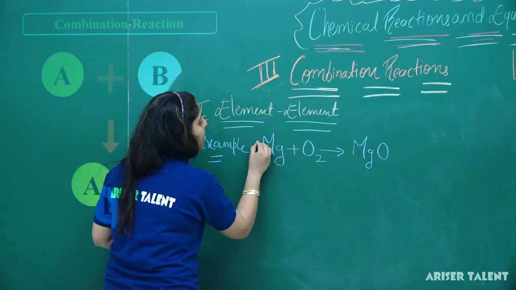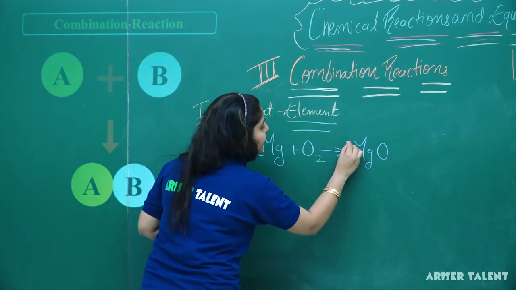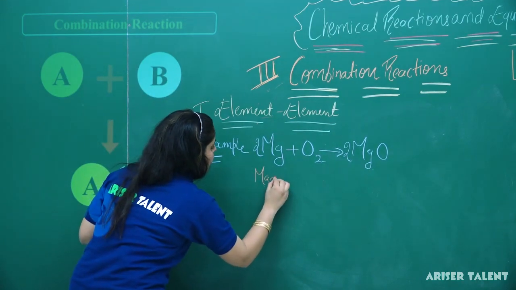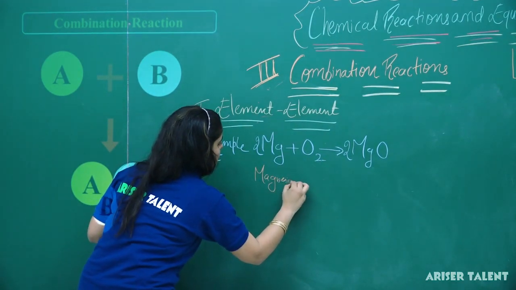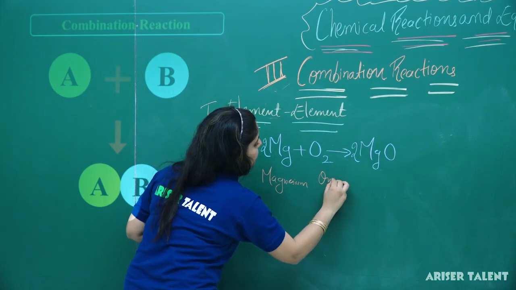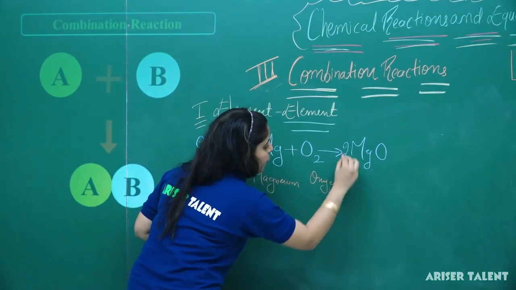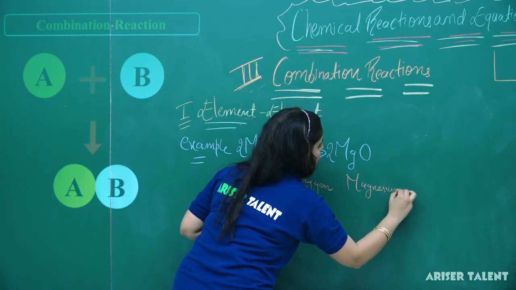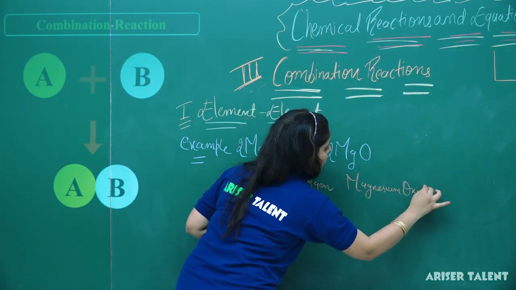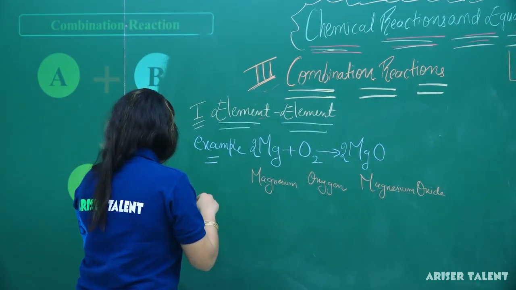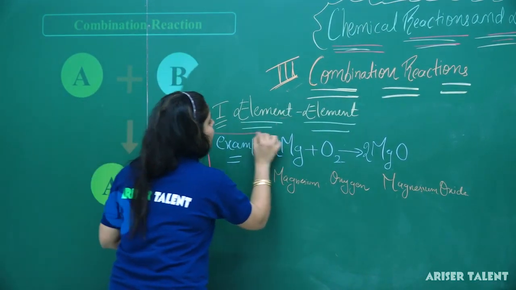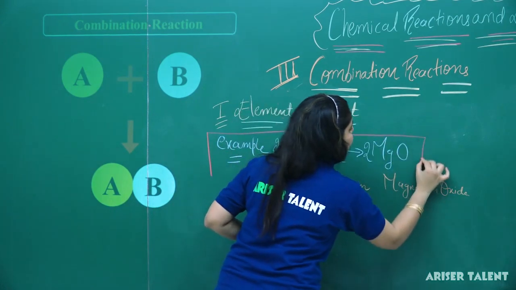If I balance this equation, we will get 2 Mg + O2 gives 2 MgO. Here Mg is magnesium, O2 is oxygen, and the product we obtained is magnesium oxide. So this is about the combination of element-element. We have discussed our first category, that is element-element reaction.